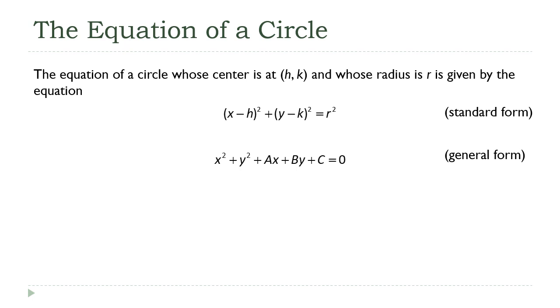But a key point that I really want you to notice is that the coefficients of both the x squared and y squared terms here and here are both 1. And that's a key feature of the equation of a circle. If those coefficients were different, we'd get a different kind of conic section called an ellipse that we're going to be talking about later in the course.